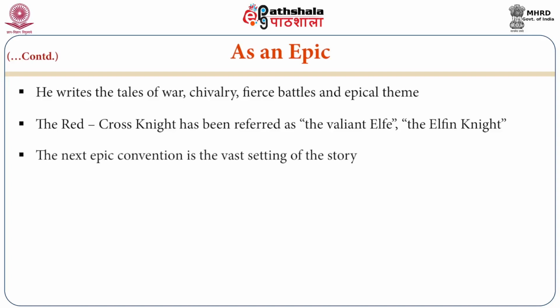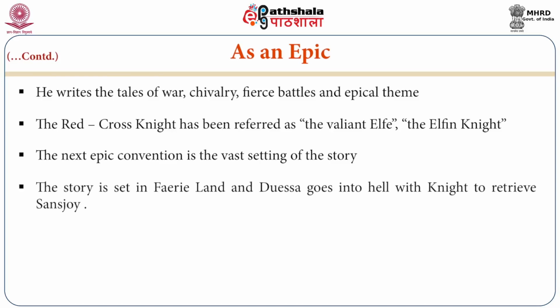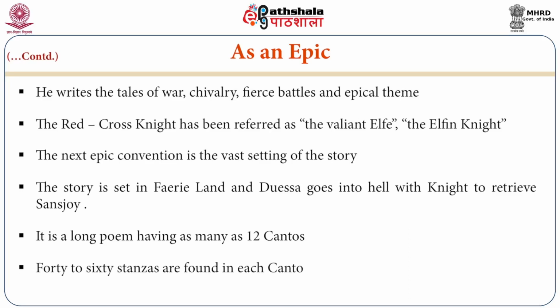The next epic convention is the vast setting of the story. The story is panoramic. It spans different geographical locations. The story is set in fairyland, and the hero goes into hell with night to retrieve the sun's joy. It's a long poem having as many as 12 cantos, comparable with the vastness of the Iliad and the Odyssey. 40 to 60 stanzas are found in each canto. So you can easily understand the vastness and the scope of the poem.